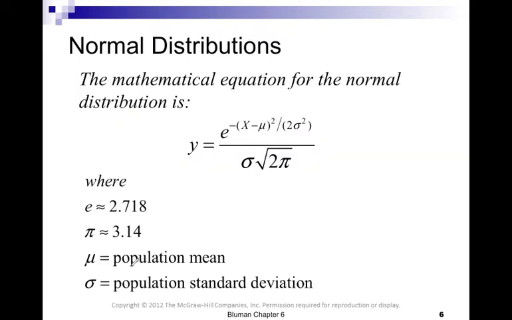The mathematical equation for the normal distribution looks like this. E is a number. Pi, of course, is 3.14 or about that. Mu is the population mean, and sigma is the population standard deviation. I'm not going to ask you to know this equation, so don't panic over it. It's there because that's how this is calculated.